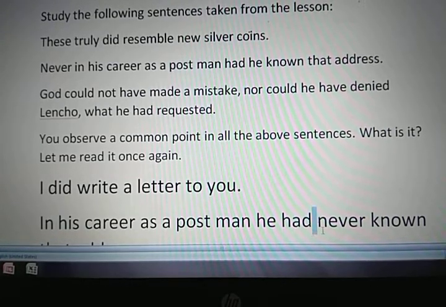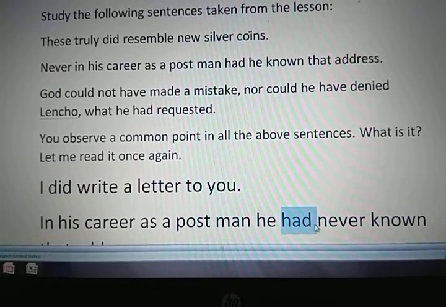Clear? Had he known. So, when you start any sentence with a negative adverb, never being a negative adverb, you should invert the verb. Like here, never in his career as a postman had he known that address. Clear? Now let us discuss the third sentence.